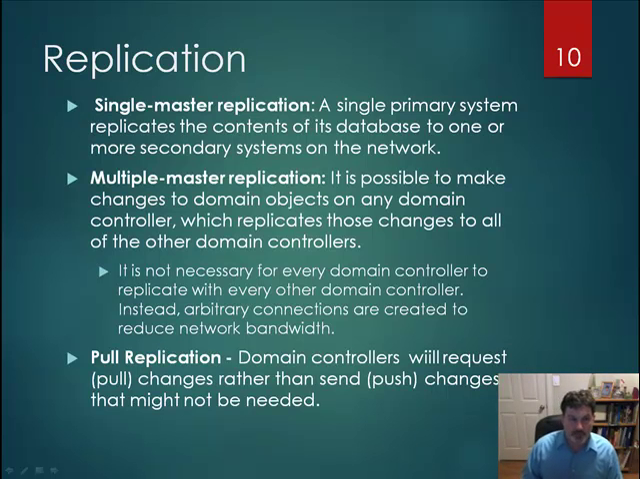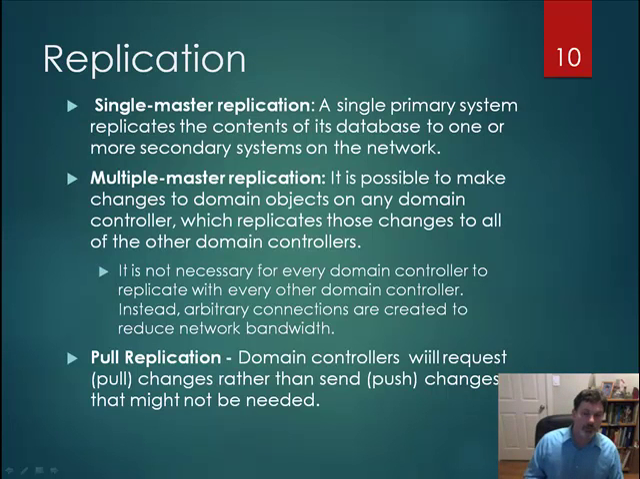There are different types of replication processes. One of the oldest types of replication processes is single master replication. It is a process where a single primary system, the PDC, replicates the contents of its database as it changes to one or more secondary systems, also known as backup domain controllers, on the network. Multiple master replication is where we have peers on the network, and it's possible to make changes to domain objects on any of those domain controllers, which then replicates all those changes to all the other domain controllers on the network.